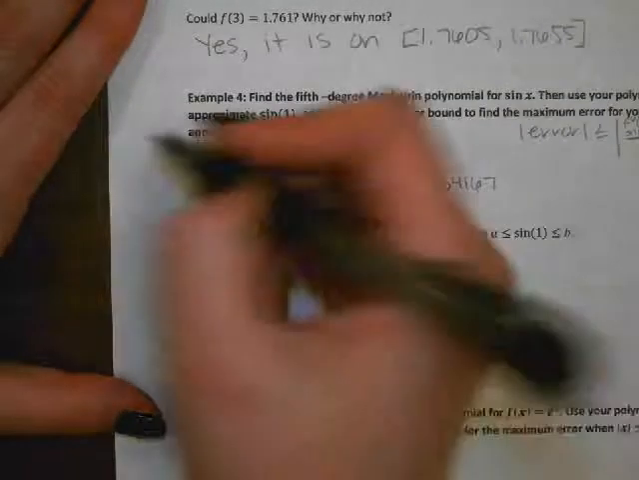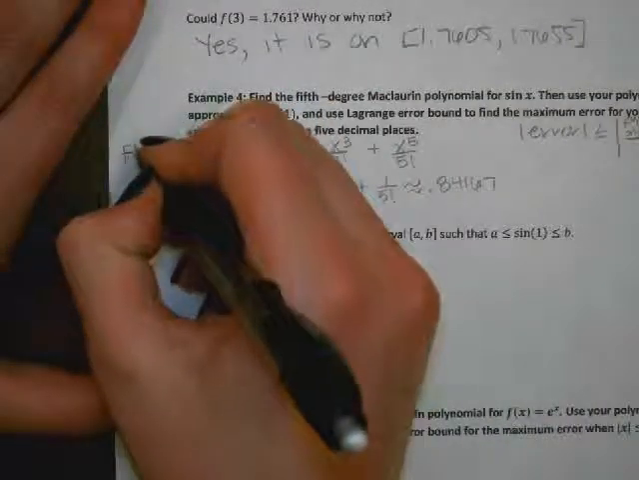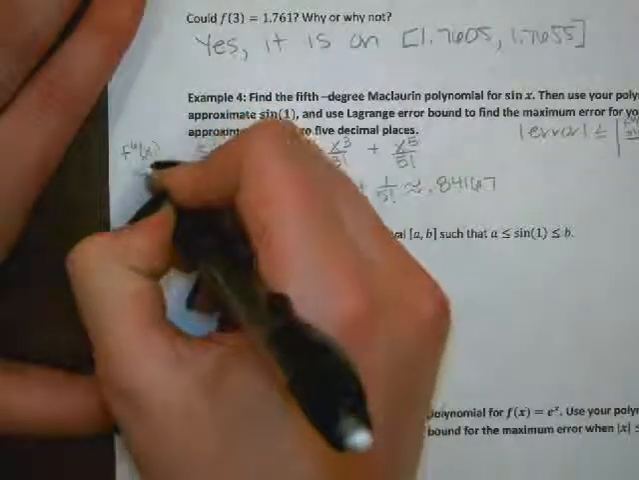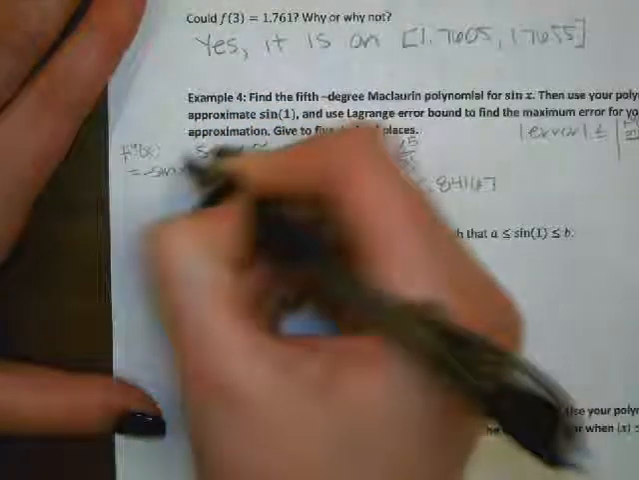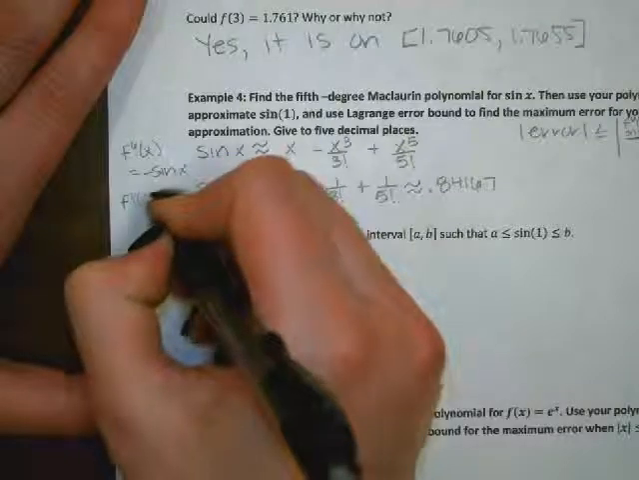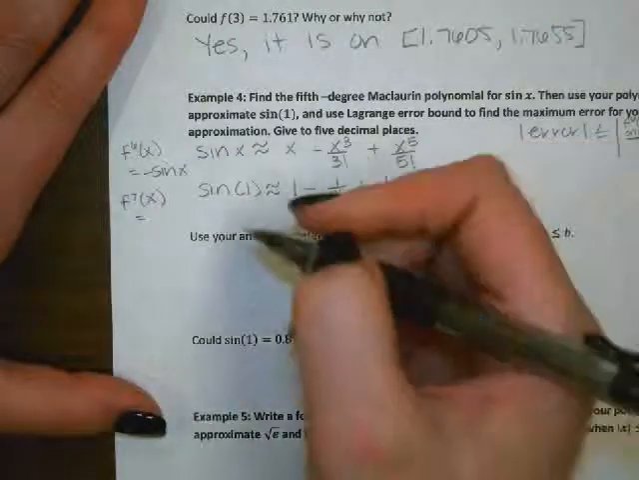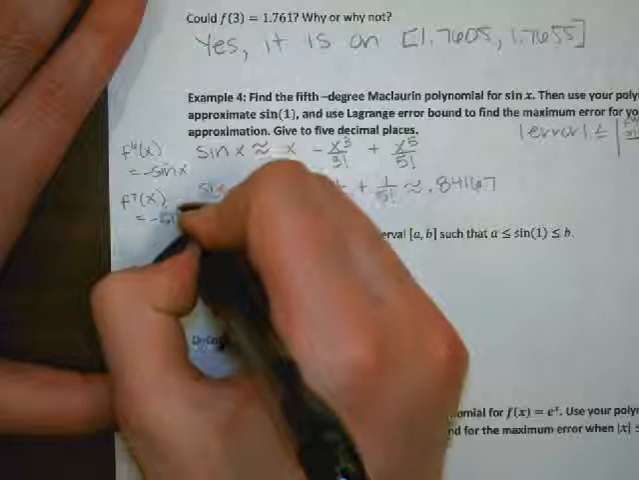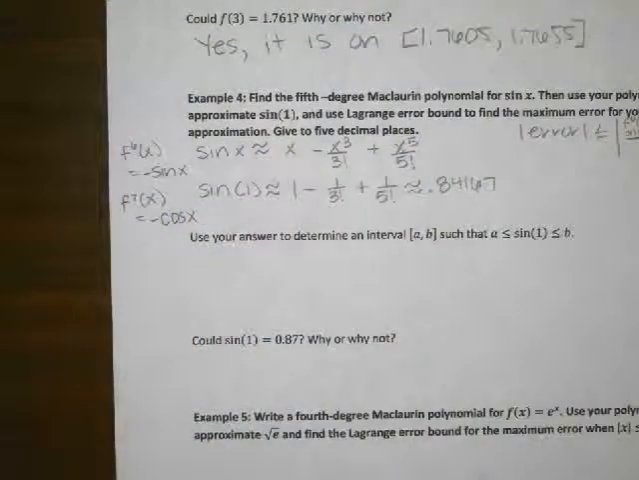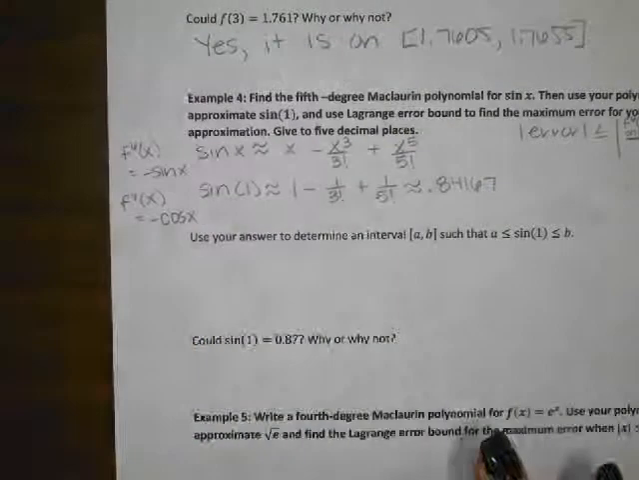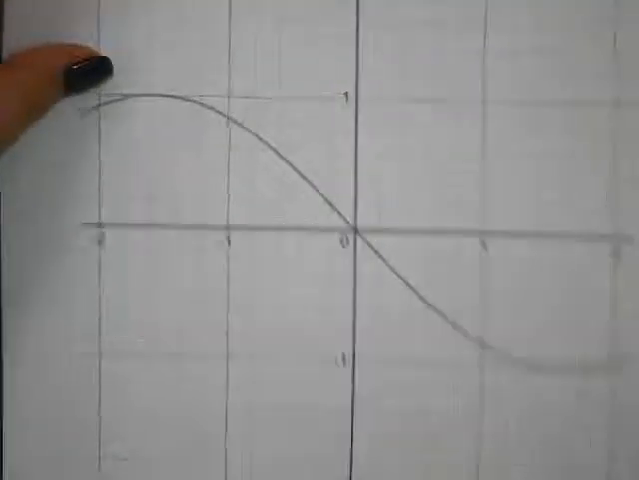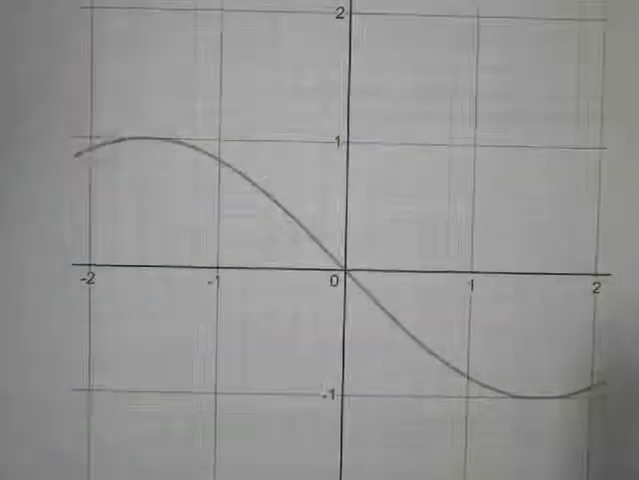Off to the side, we're going to say that f to the 6th of x is negative sine x. And then we can talk about the 7th derivative as well, because that was another option for doing this problem. So the 7th derivative is negative cos x. Okay, so if we look at the graph of the derivative, this is the graph of negative sine x.